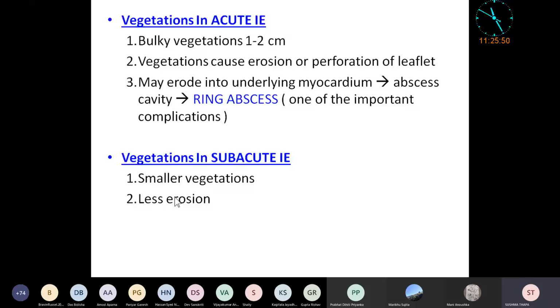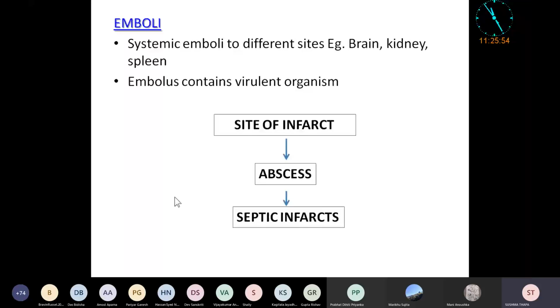Now, another important complication in infective endocarditis, in the presence of vegetation, is the formation of emboli. So they will cause embolization. Systemic emboli may form in different sites like the brain, kidney, or spleen. Once the embolus reaches there, it will be lodged in that area, in these organs.